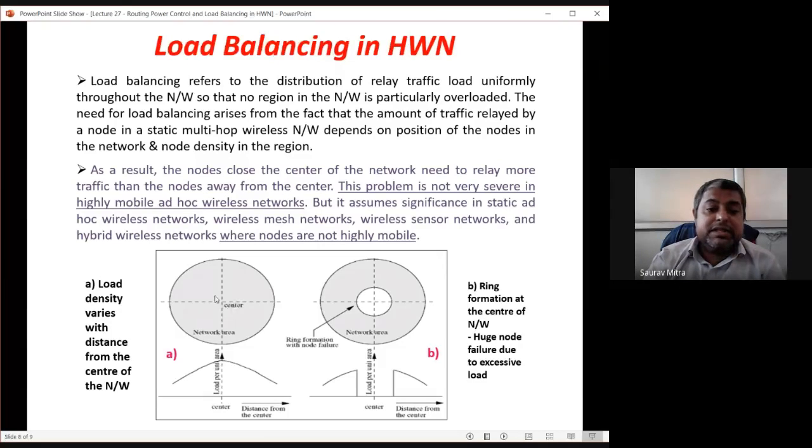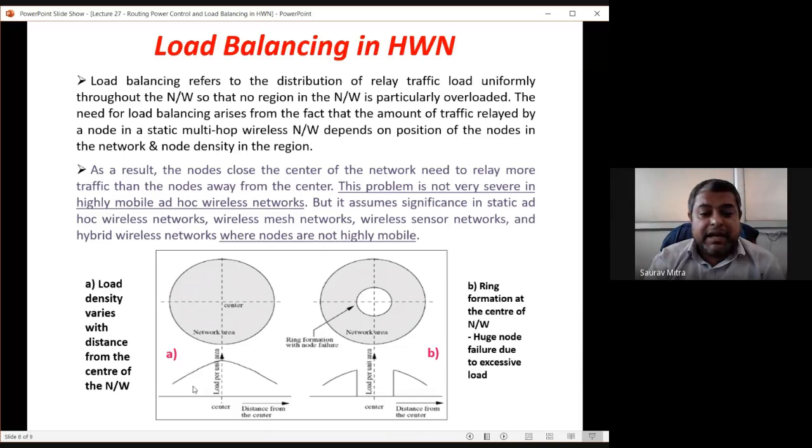So the nodes in the center will have to carry more data compared to nodes closer to the periphery. It is said that load density varies with distance from the center of the network. So just check the volume of data to be transferred.